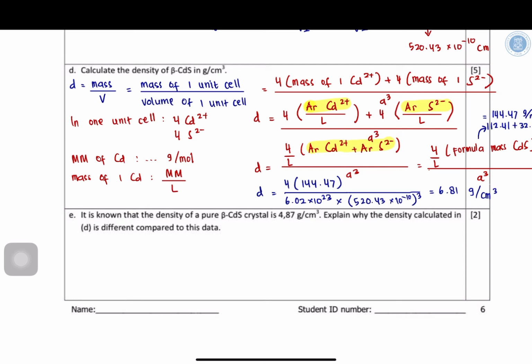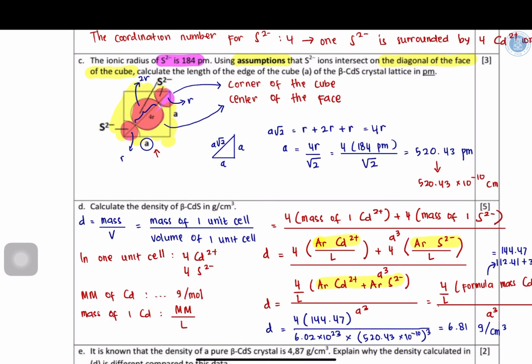Okay, so the calculation in question D is using a value based on the assumption that 3 S2- ions intersect at the diagonal of the face of the cube, which is not possible. I mean, if we see this over here, when there are 3 ions residing close to each other, that's impossible because there should be repulsion between these ions. So this assumption is actually not correct. So that's why our calculation is not in agreement with the experimental data.